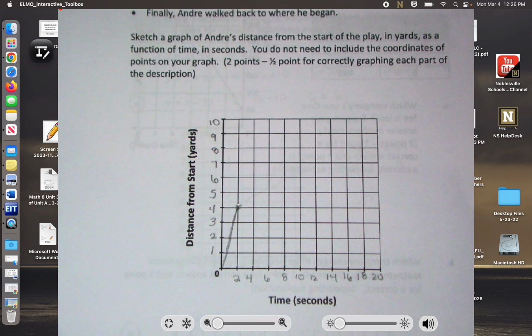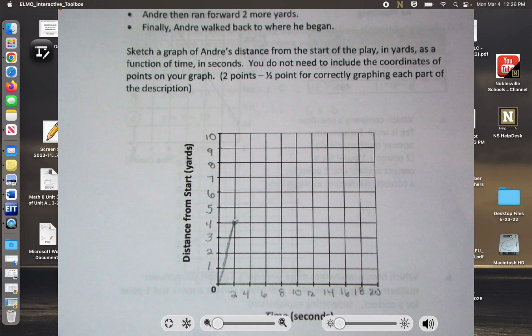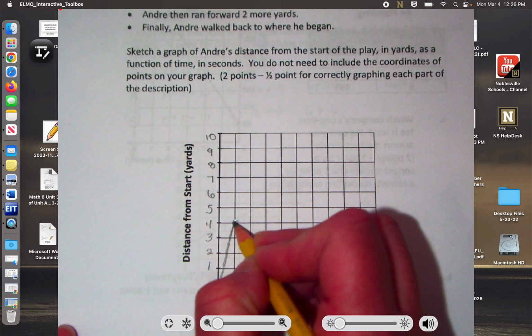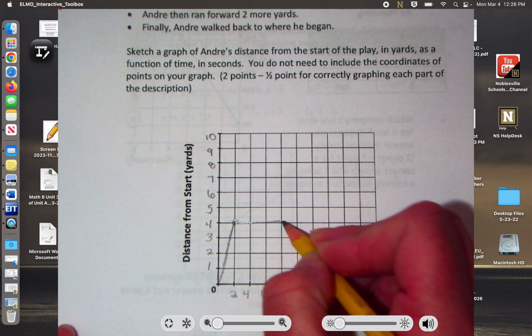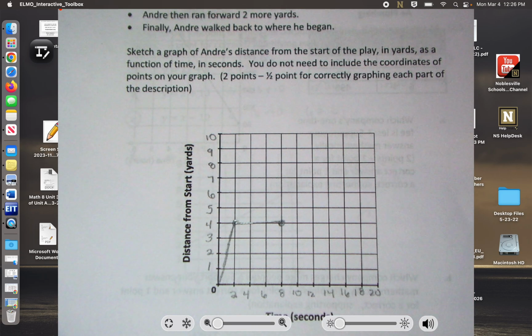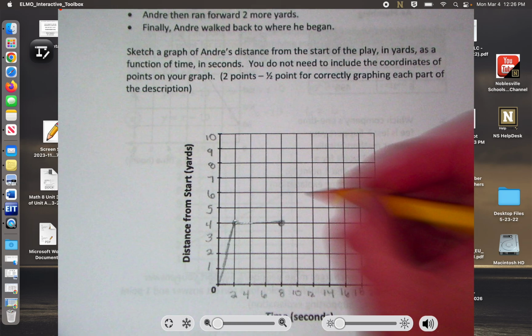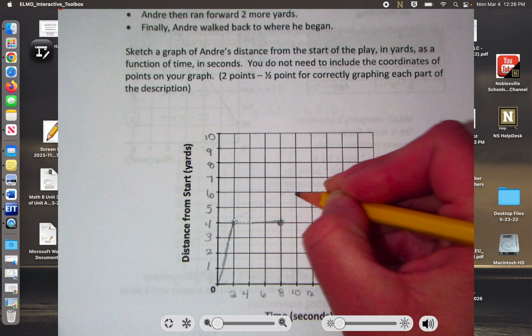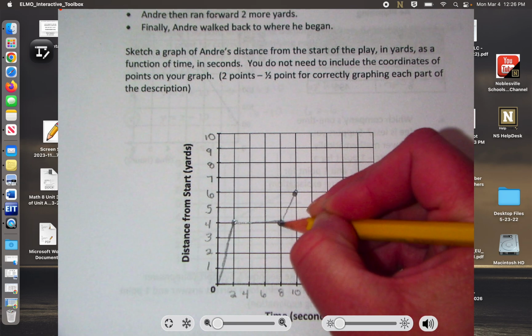So your graph might not look identical to mine. Remember, we did this on Friday? They might not match up. It just has to meet the requirements. Then he stood in that spot for 6 seconds. So I'm just going to show him not moving for 6 seconds, a horizontal line. Then he ran forward 2 more yards. Maybe it only takes him 2 seconds to go 2 yards this time.